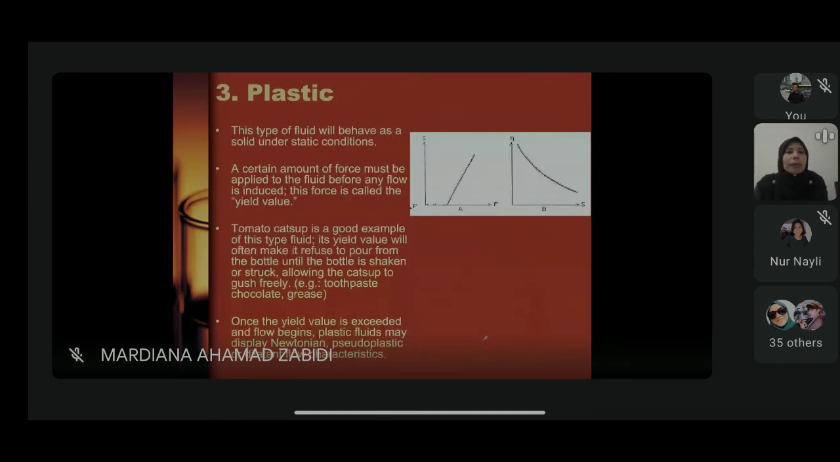Alright, then we move on to plastic. Okay, plastic, this one is a commonly encountered type of fluid. This particular fluid behaves as a solid under static condition.